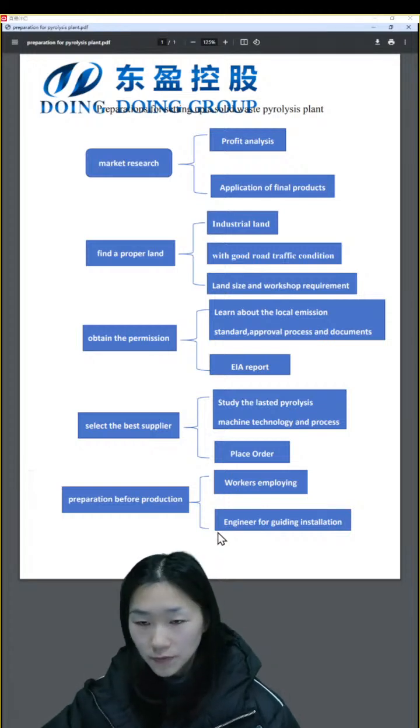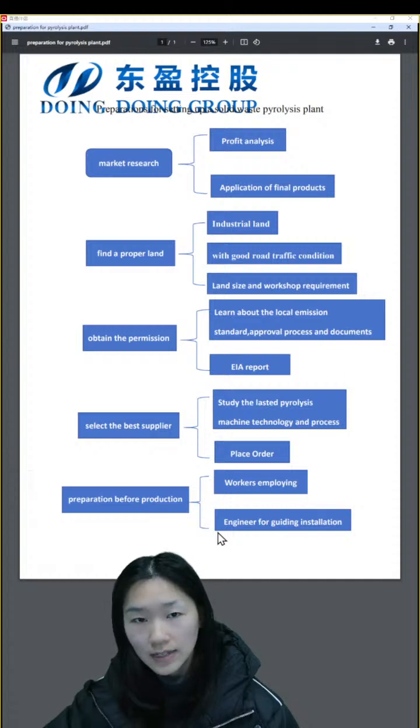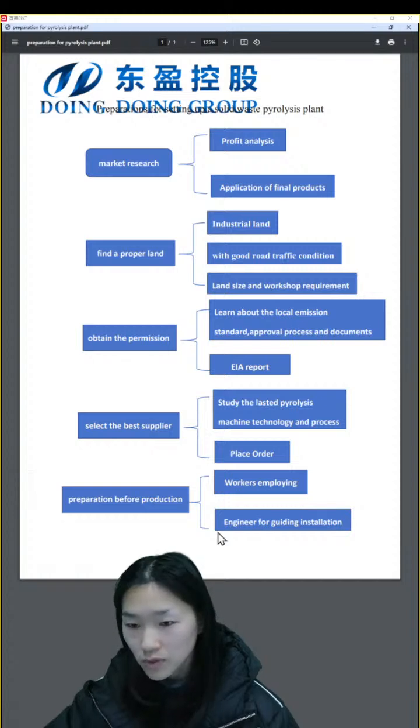For installation, we will send one of our engineers to your factory to guide the pyrolysis machine installation and guide your workers to know how to operate this machine. So you don't need to worry about the machine installation.